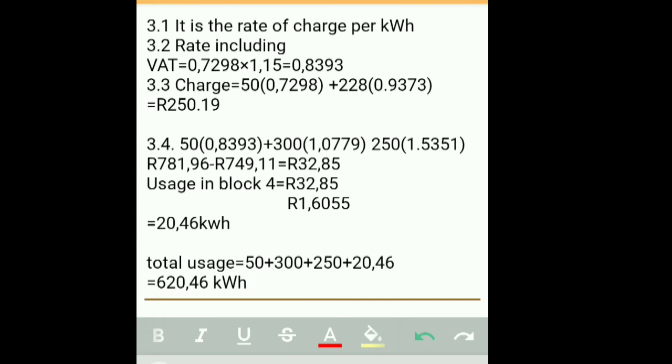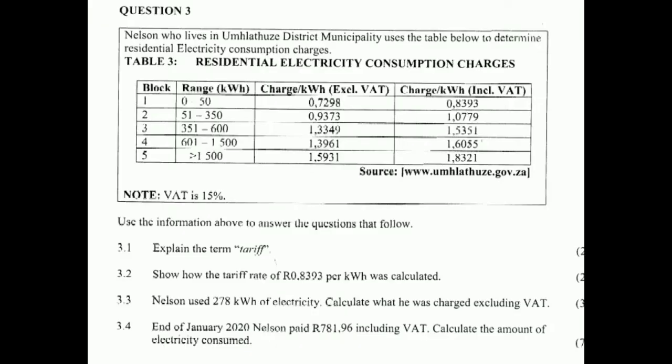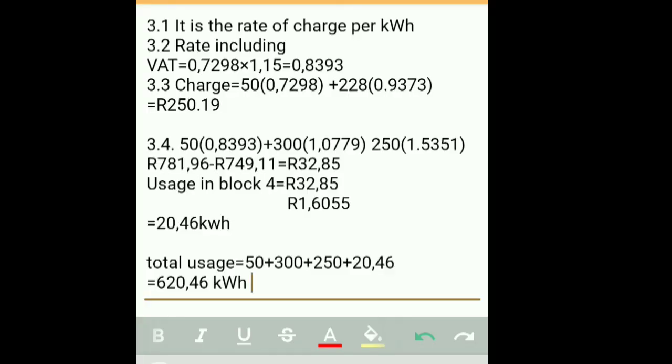So we are going to take this 250 kilowatts and calculate it with the charge. We are using the charges here. The charges are, as the question says, the charge that includes VAT. So 250, we used the charge. This is how we got 250. Then we get the final answer. Then when we got the final answer, we minus it with the actual figure that they gave us, 781,96. Usage at block 4.